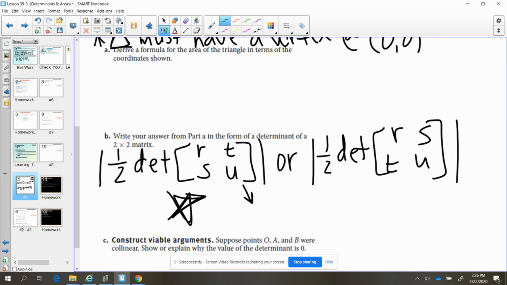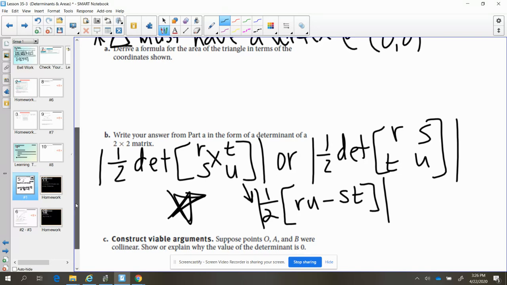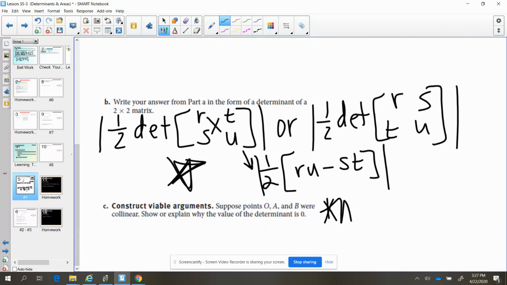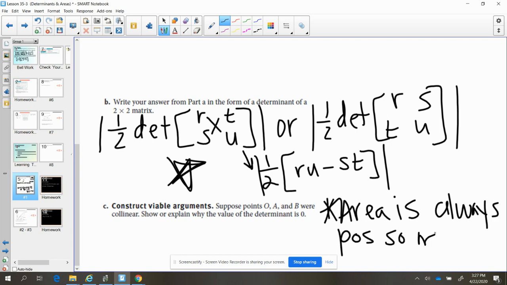And again, reminder, when we are finding the determinant, it's A times D minus B times C. So that would look like R times U minus S times T. And again, with the absolute value, our final answer is always a positive number, because we're talking about areas. You might want to note to yourself that area is always positive, so we need the absolute value of the determinant.